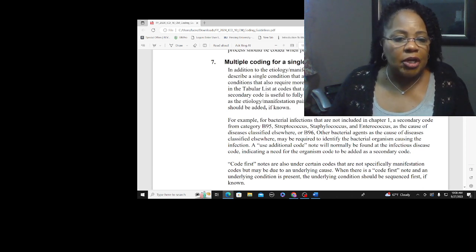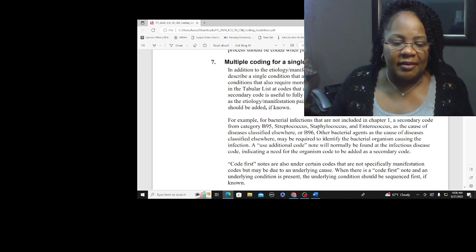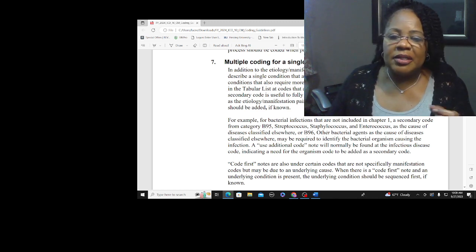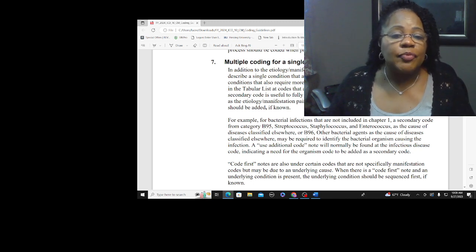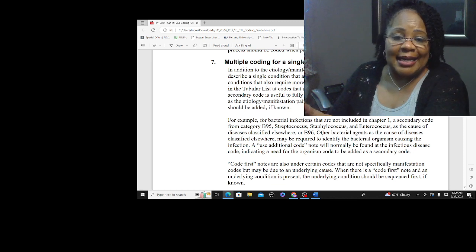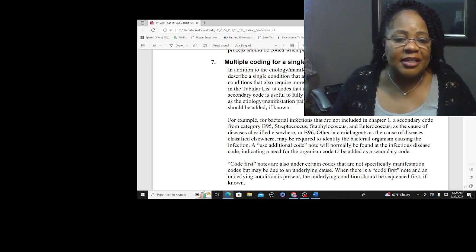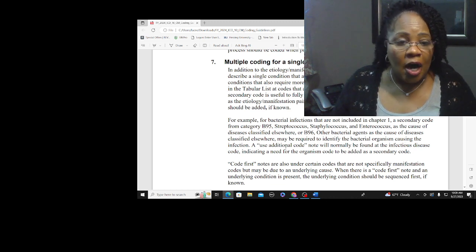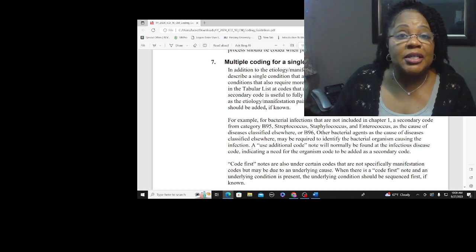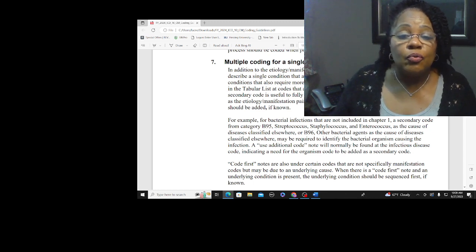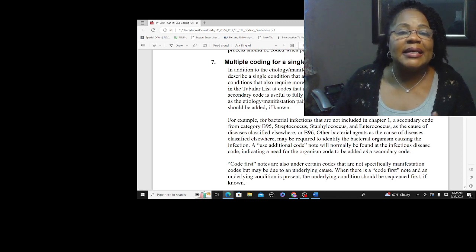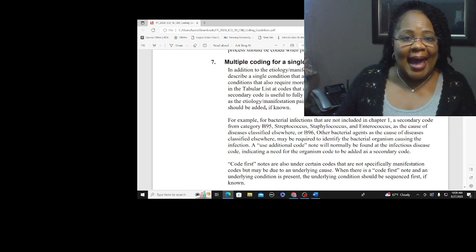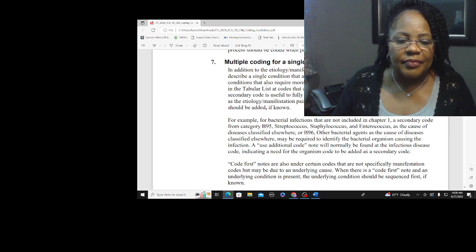It says a secondary code from category B95, which identifies Streptococcus, Staphylococcus, and Enterococcus as the cause of diseases classified elsewhere, or B96, other bacterial agents as the cause of diseases classified elsewhere, may be required to identify the bacterial organism causing the infection. So a use additional code note will normally be found at the infectious disease code, indicating a need for the organism code to be added as a secondary code.